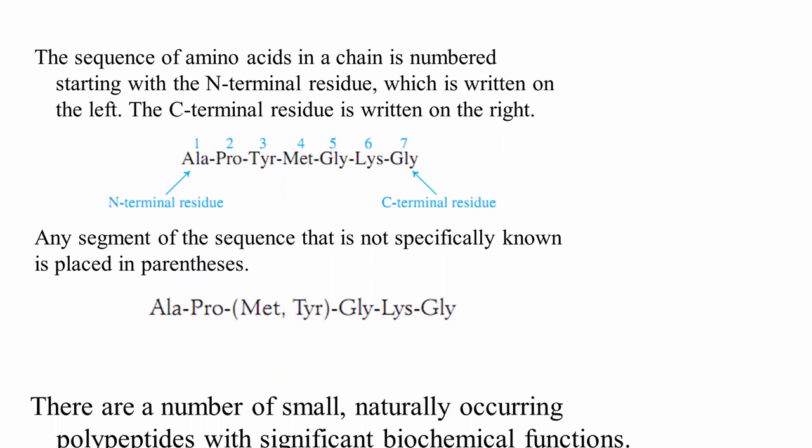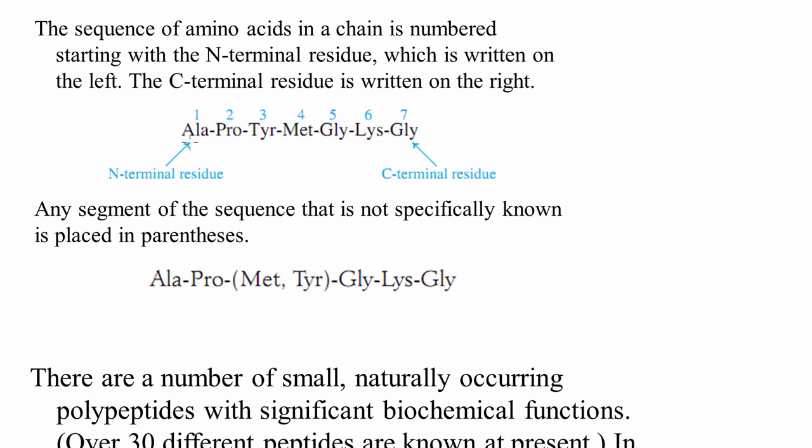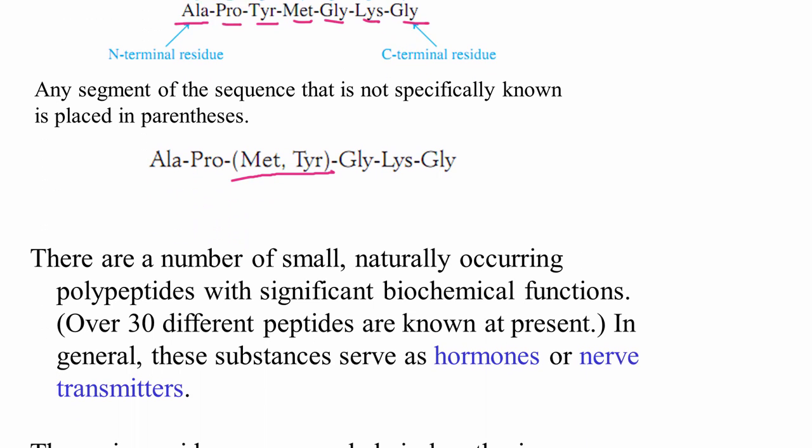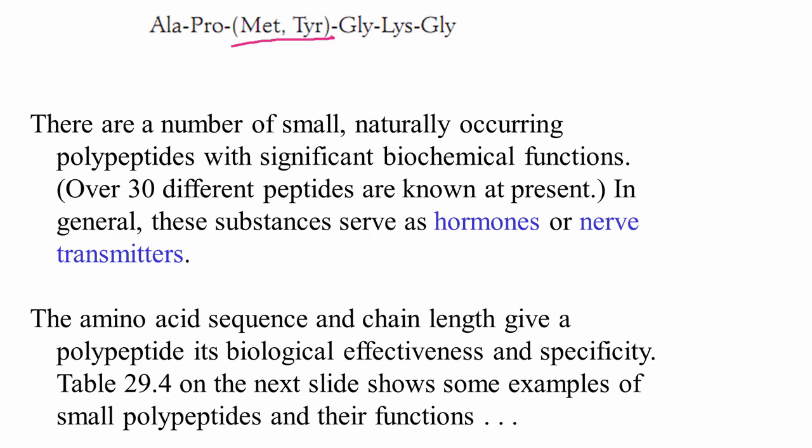We number the sequence of amino acids starting with the N-terminal residue that's written on the left, and then we continue numbering 2, 3, 4, 5, 6, and we end with the C-terminal residue, which is on the right. If we have a segment of one of these polypeptides or proteins that's not specifically known, we see that they enclose that in parentheses.